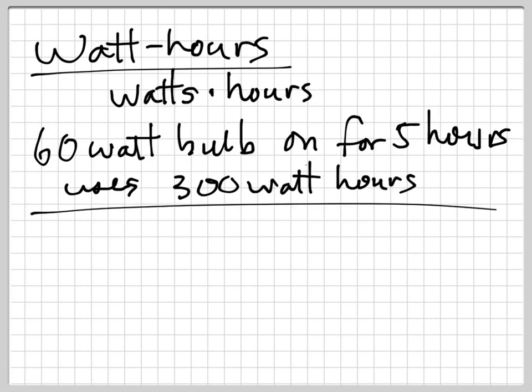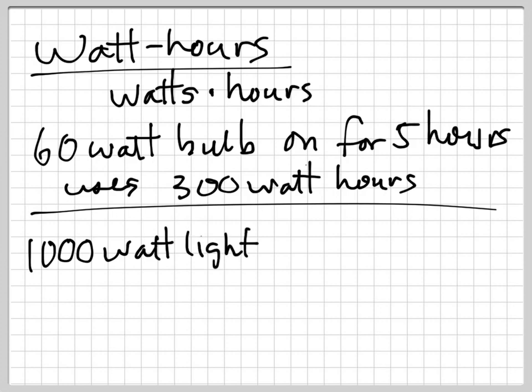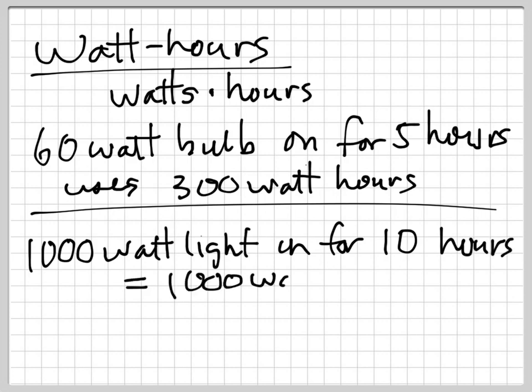Another way to think of it, there are 100 watt light bulbs. If you had a 100 watt light bulb and you left it on for 10 hours, that's a kilowatt hour. 100 watt light bulb on for 10 hours equals 1,000 watt hours.